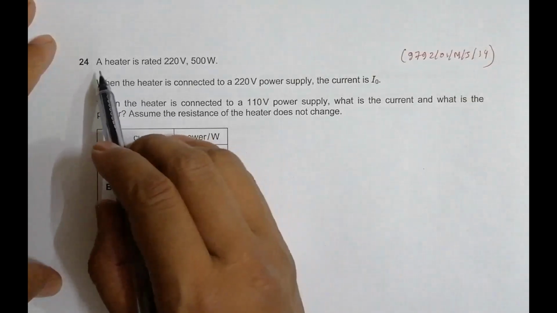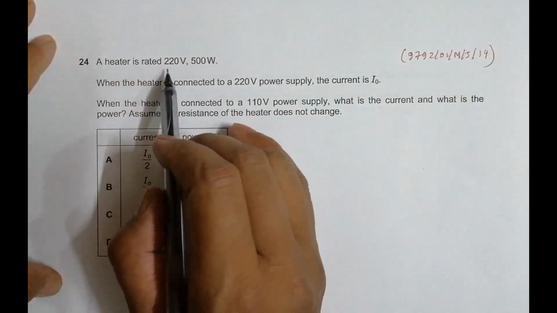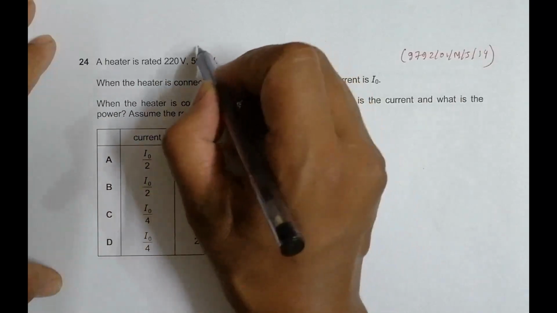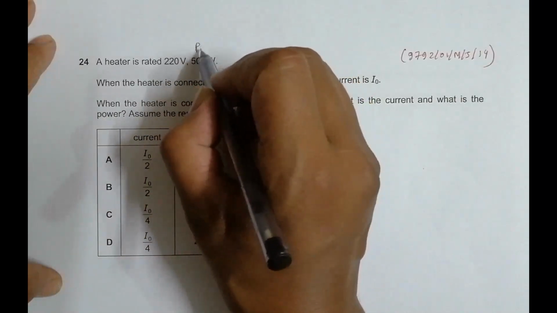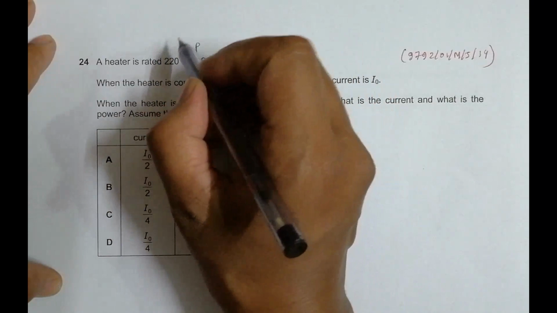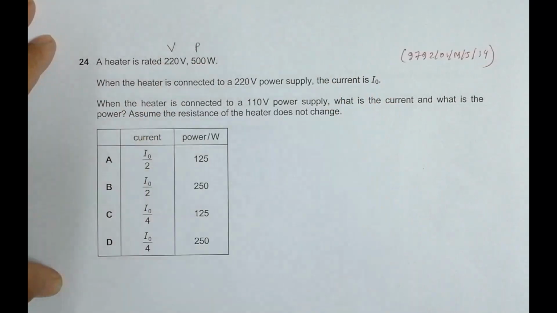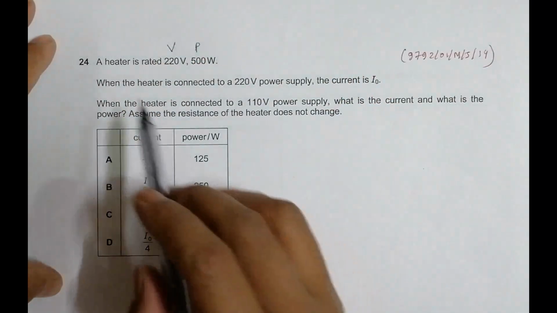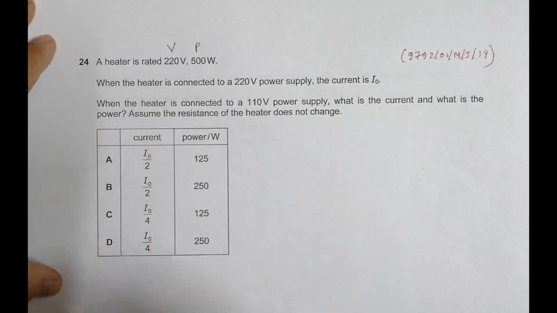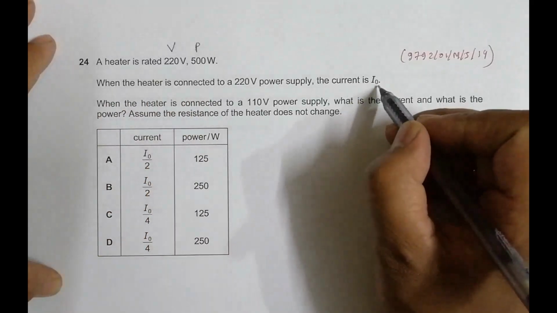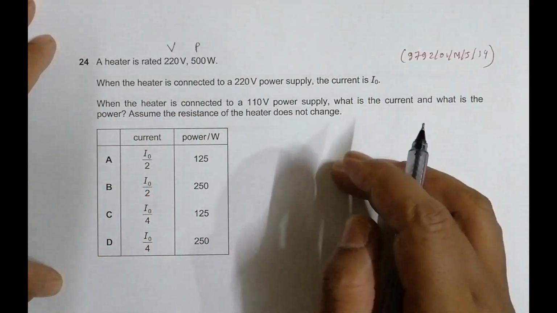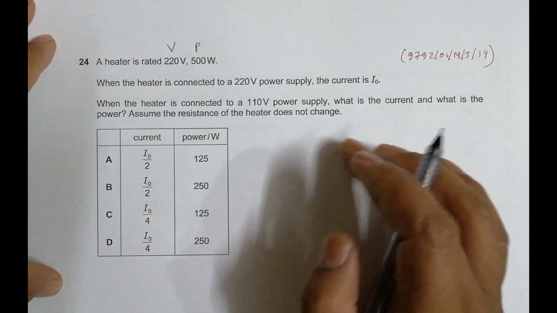It says that a heater is rated at 220 volt 5000 watts. So this 5000 watt is the power it radiates, and 220 volt is the voltage at which it operates. When the heater is connected to a 220 volt power supply, the current is I0. So current has a specific value and is noted as I0.